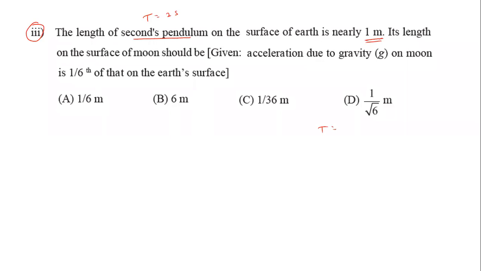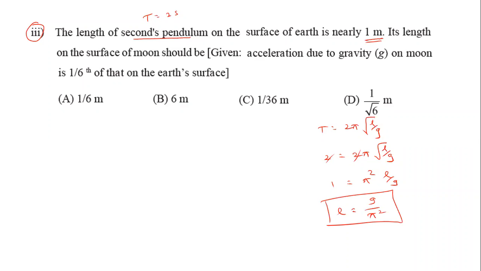So here period is given by the formula 2 pi under root L by g. If we substitute T is 2 for seconds pendulum, and if we simplify this equation, then we get 1 is equal to pi square L by g. So we get L, the length of the seconds pendulum, is equal to g upon pi square. Okay. Now here on earth, the given g upon pi square is equal to 1 meter. It is given.